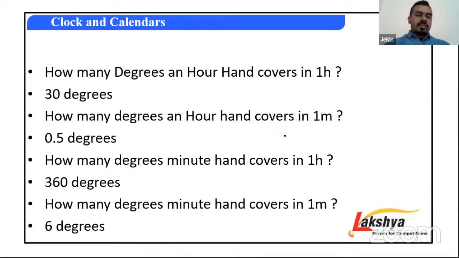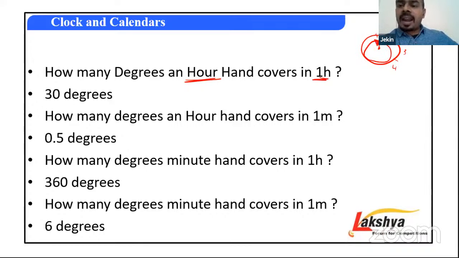The first question that I'm gonna ask is, how many degrees an hour hand can cover in 1 hour? Okay, in 1 hour. By the way, this is your hour hand, छोटू वाला. Hour hand moves from 1 to 2 in 1 hour, 2 to 3 in another hour, 3 to 4 similarly. Okay, so what's the total time taken by an hour hand?